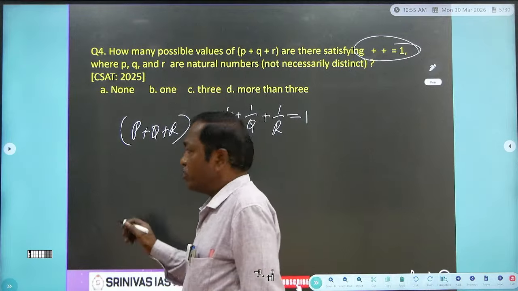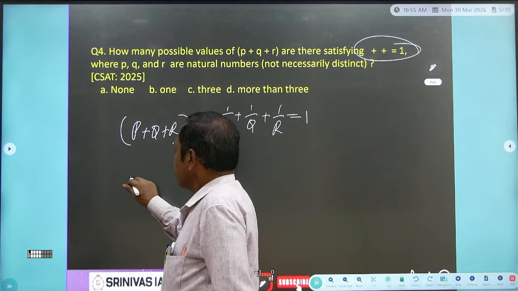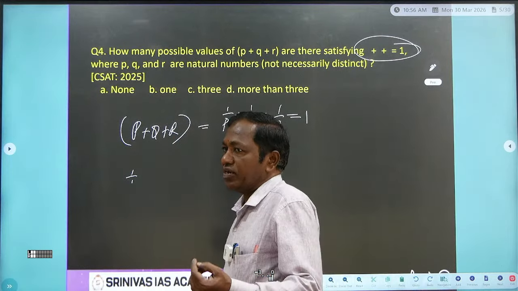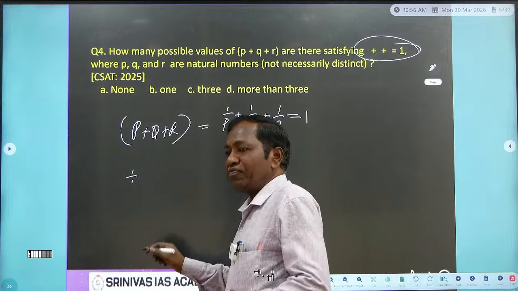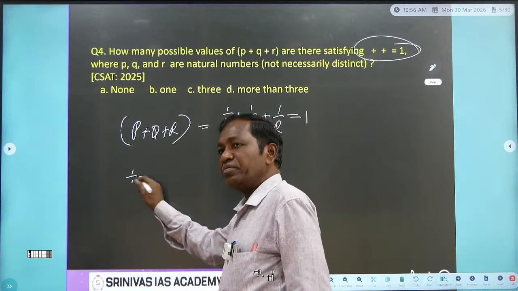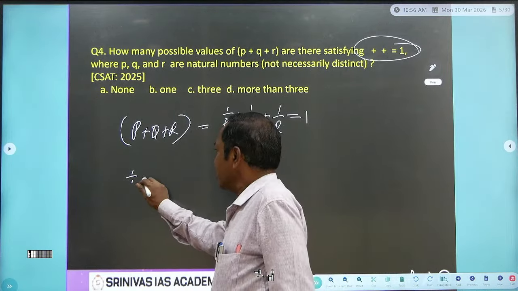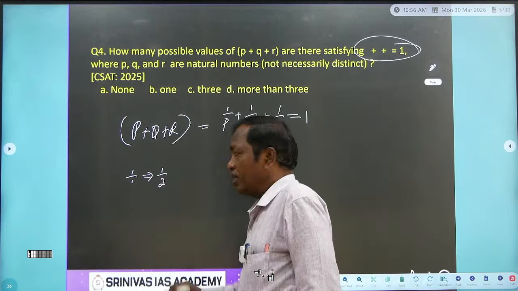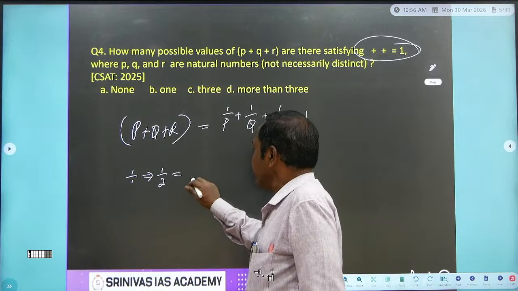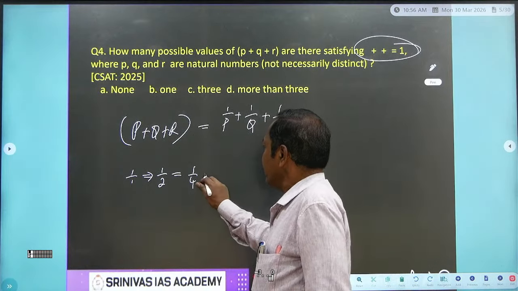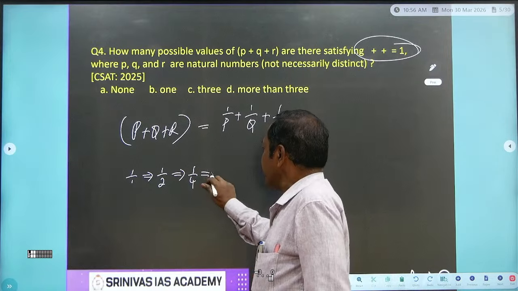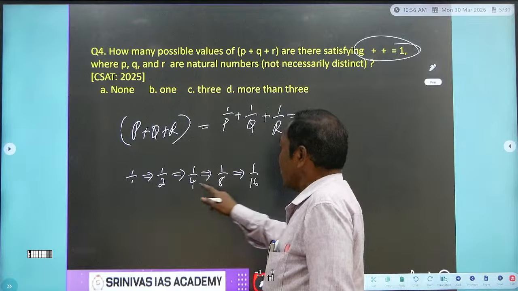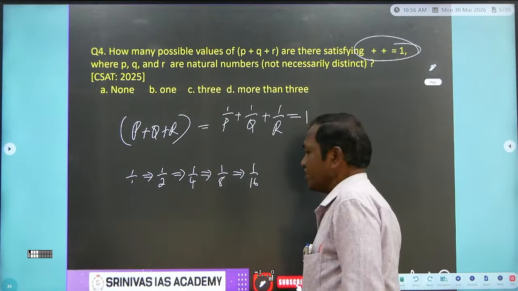Let me say something about it. For example, see 1 by 1. We know the value of 1 by 1 is 1. Now, when the denominator is multiplied by 2, it becomes 1 by 2. Again the denominator multiplied by 2 becomes 1 by 4, then 1 by 8, then 1 by 16. It goes on like that.